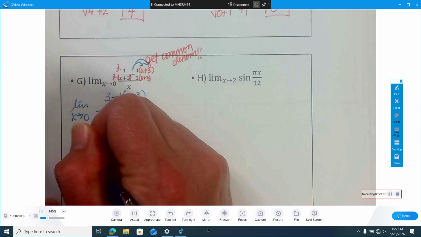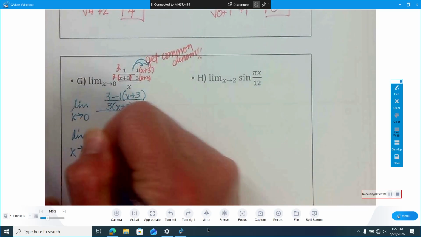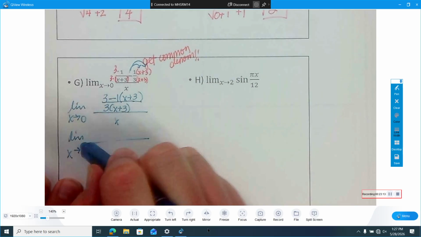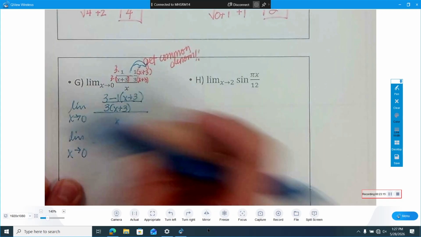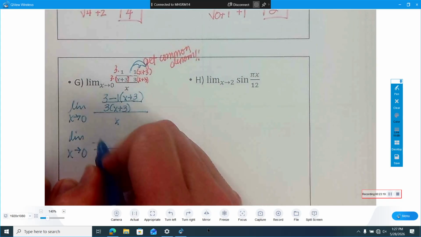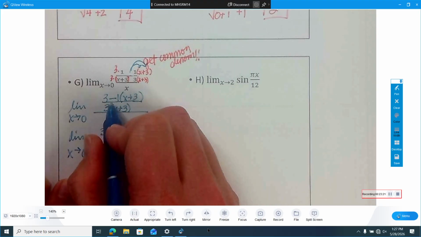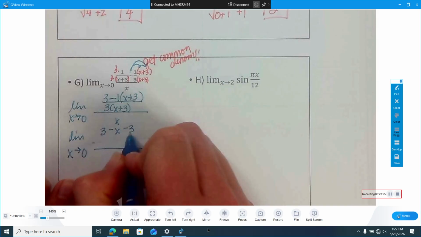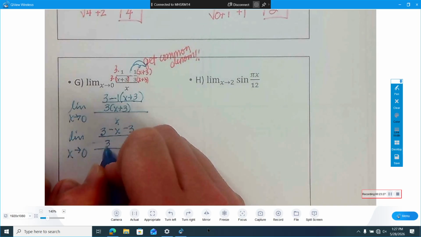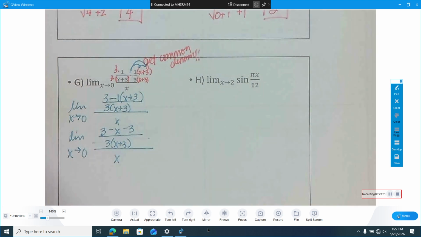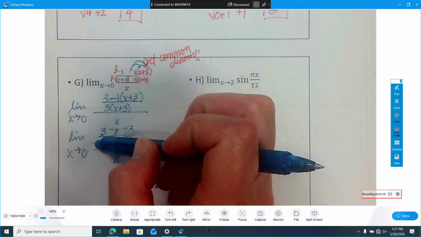We're going to do a little bit of math first. I'm going to distribute my negative. Negative 1 times x is negative x. Negative 1 times 3 is negative 3. Over 3 quantity x plus 3. And my denominator still has an x in it. Are you with me so far?